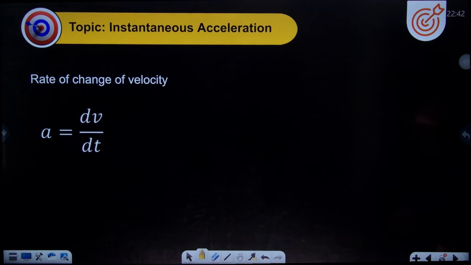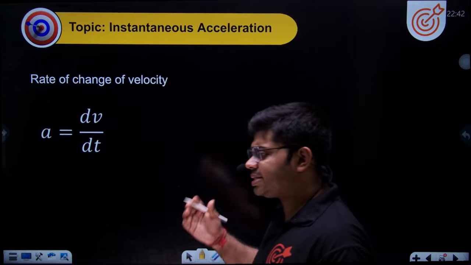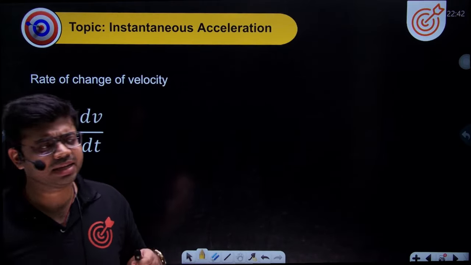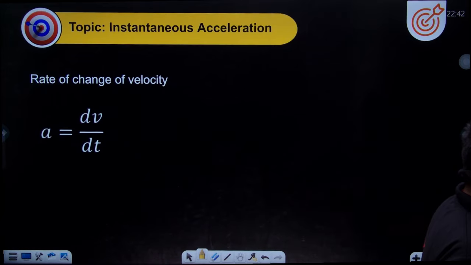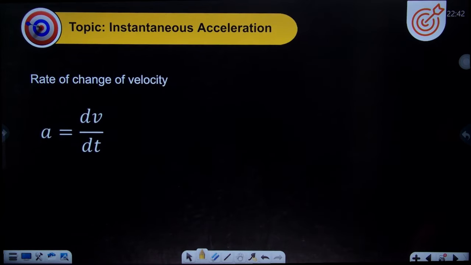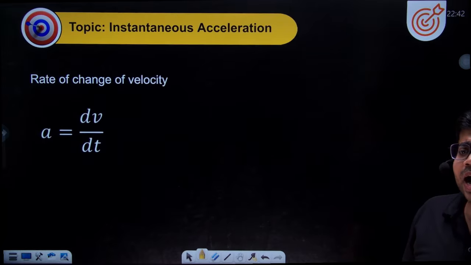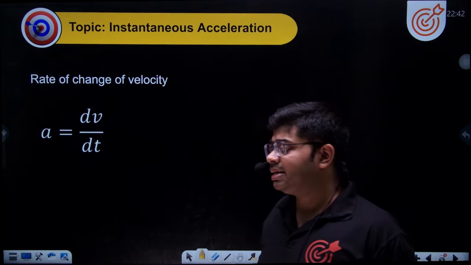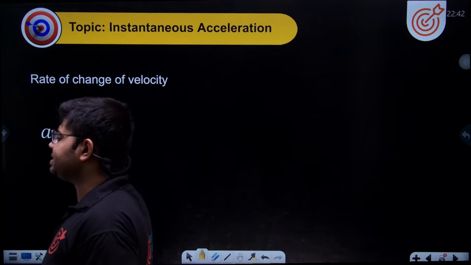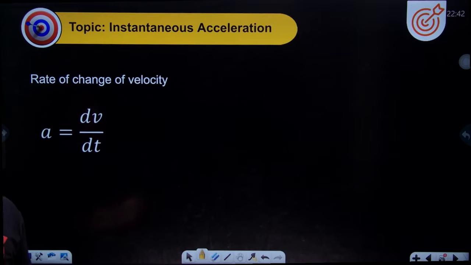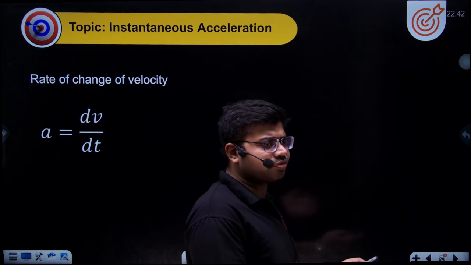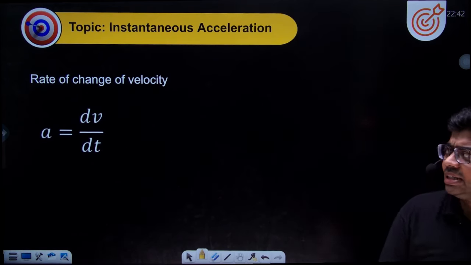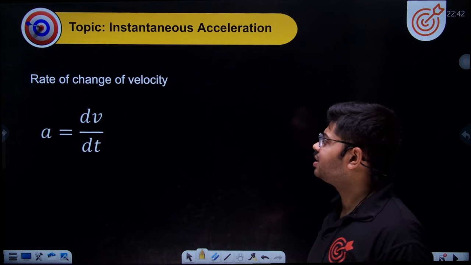Okay. Now instantaneous acceleration, the same concept. In case of instantaneous acceleration at a particular time, if you are asked what is the change in velocity at that particular instance, then we say that that is nothing but the instantaneous acceleration. And average acceleration is the rate of change of velocity, for a substantial amount of time that we are taking.